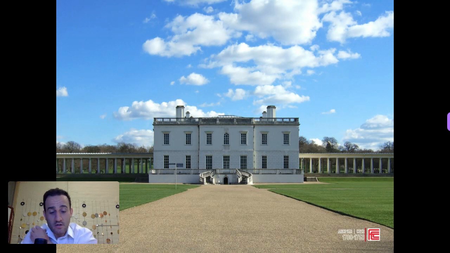This is, I'm not sure, I think this is pronounced Greenwich, G-R-E-E-N-W-I-C-H, Greenwich. This is known as the Queen's House. This is Inigo Jones, another prominent English architect, 1616.